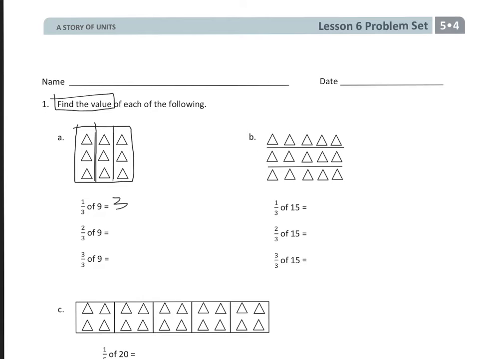How many triangles are in 2/3? We're looking right here, the 2 boxes. You're going to count 6. And then how many triangles are in 3/3, or in the whole entire set? That's going to be 9.